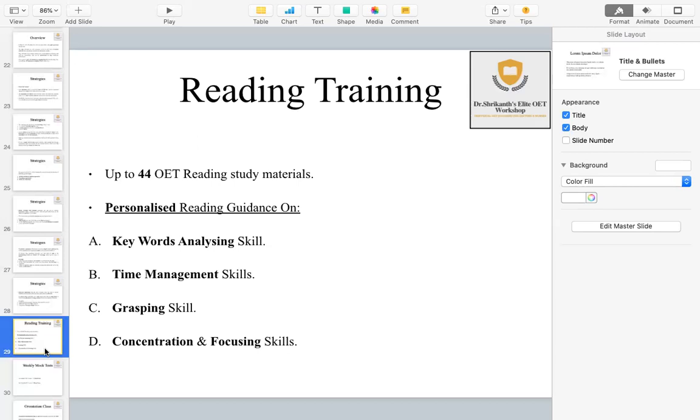So as I told you before, every student is different, every individual is unique. So I understand the uniqueness in my students, and accordingly I customize my reading training to them. When it comes to reading, we need a lot of skill sets. You need skills such as keyword analyzing skills, time management skills, grasping skills, concentration and focusing skills. And I have a lot of strategies and ideas on how to develop those skill sets.